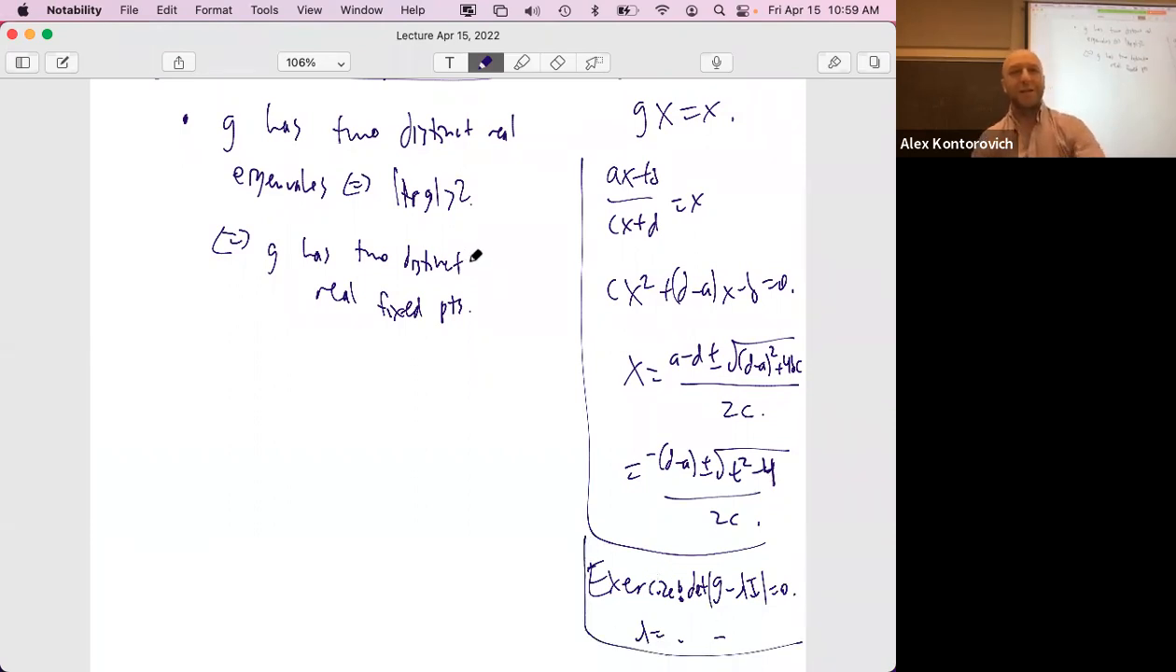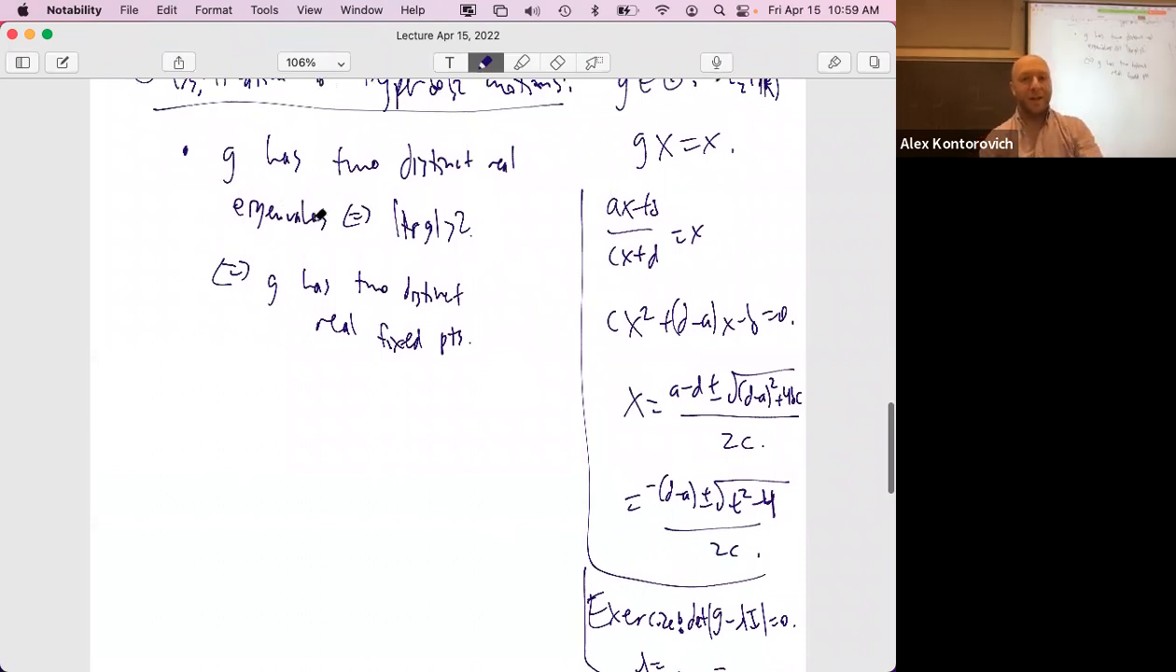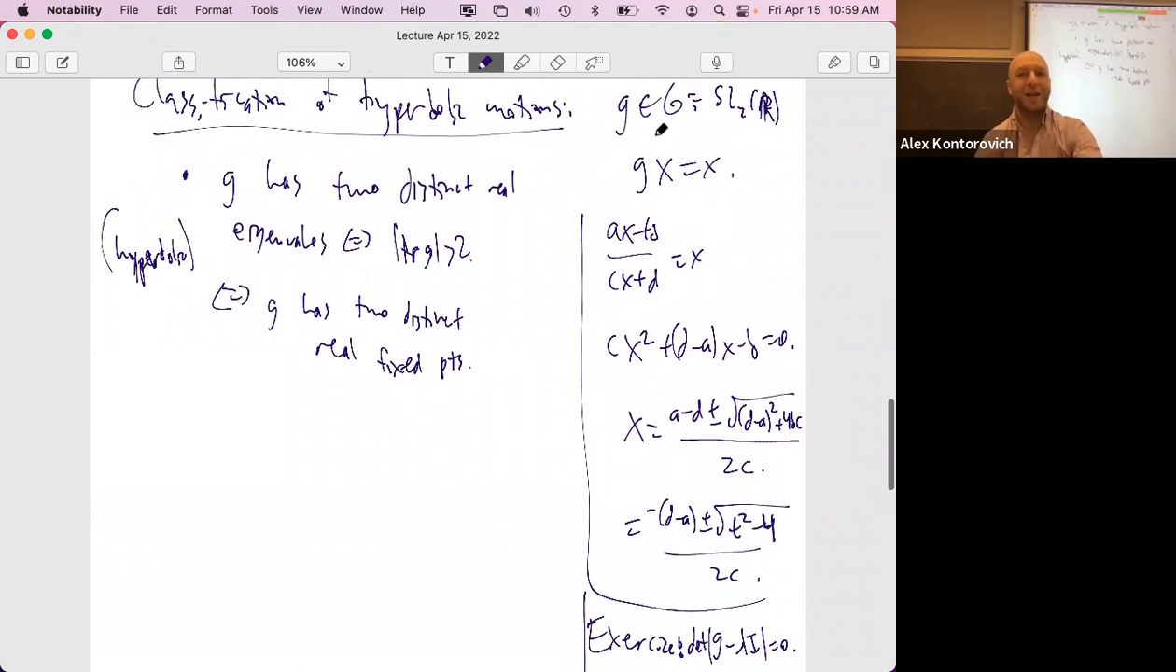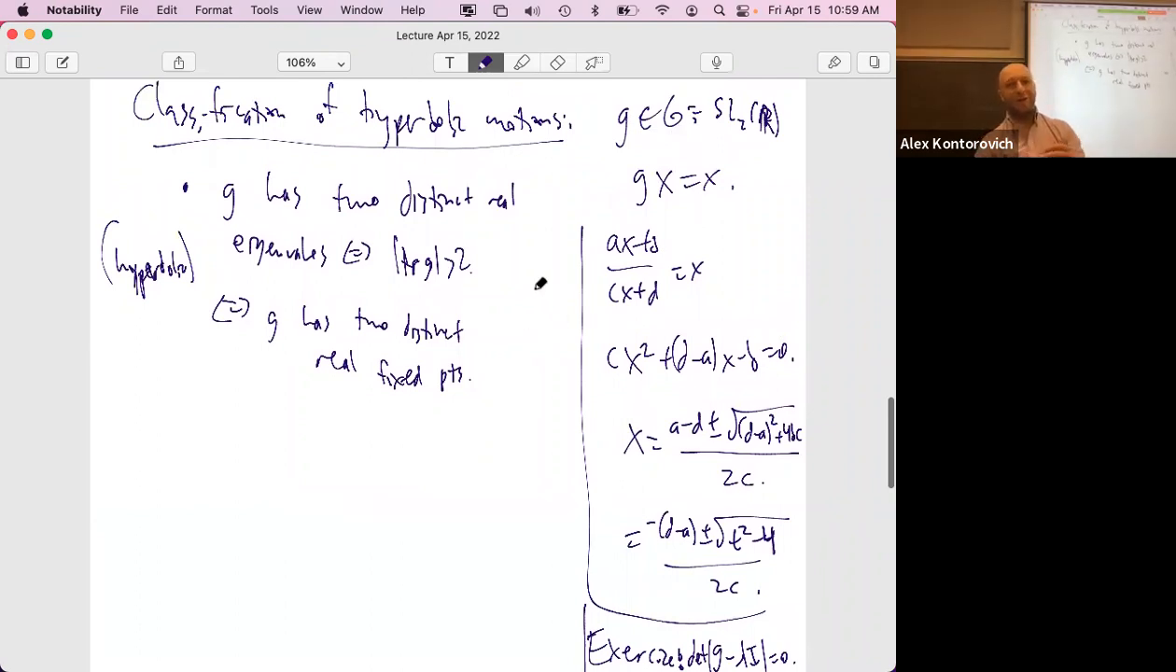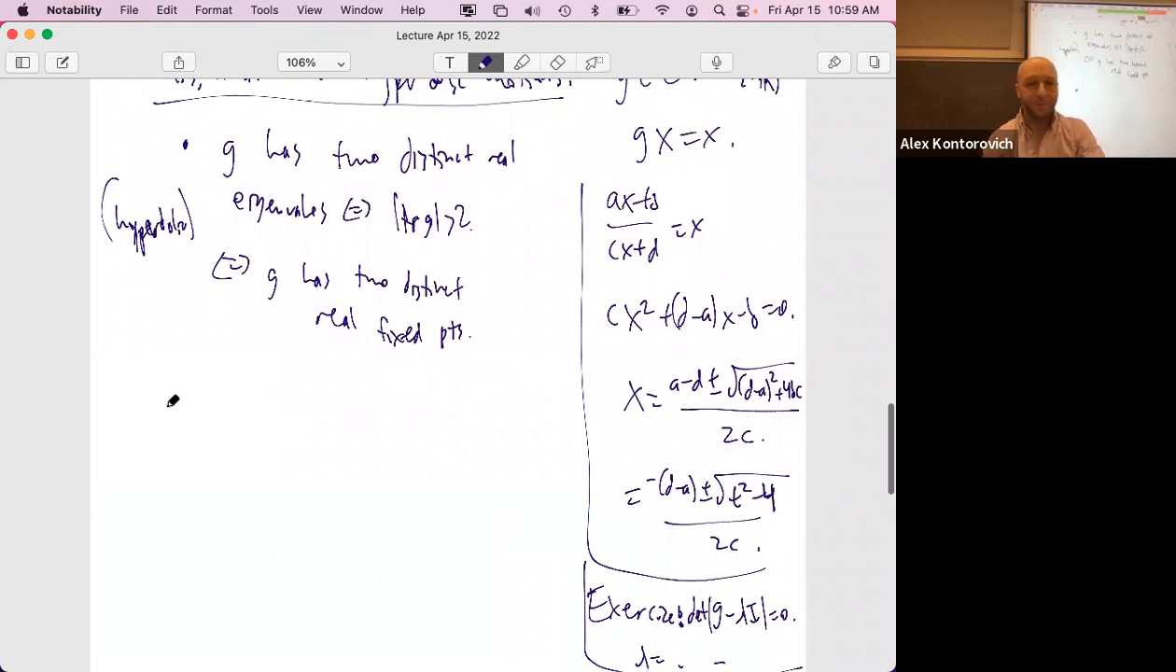So G has two distinct real eigenvalues if and only if the trace of G is greater than 2, so trace squared is greater than 4, and if and only if G has two distinct real fixed points. What do we call these? These are called hyperbolic. Hyperbolic matrices, hyperbolic transformations. As a transformation, as an action, it's a hyperbolic transformation. As a matrix, it's a hyperbolic matrix, a hyperbolic element of the group.